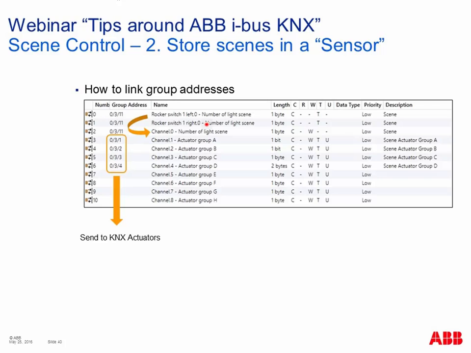Now when we have a look here at our group objects, at first we get a group object of the rocker, left side and the right side. We have set here a parameter to call the scene. So we have here to link a group address, for example 0311. And we have here the input of our scene controller, which is here channel 0, number of lights in. So we have to link the rocker here with the input of the light scene. And then the scene controller inside the sensor answers with a maximum of 8 telegrams to the bus. So we have to assign here a maximum of 8 different group addresses.